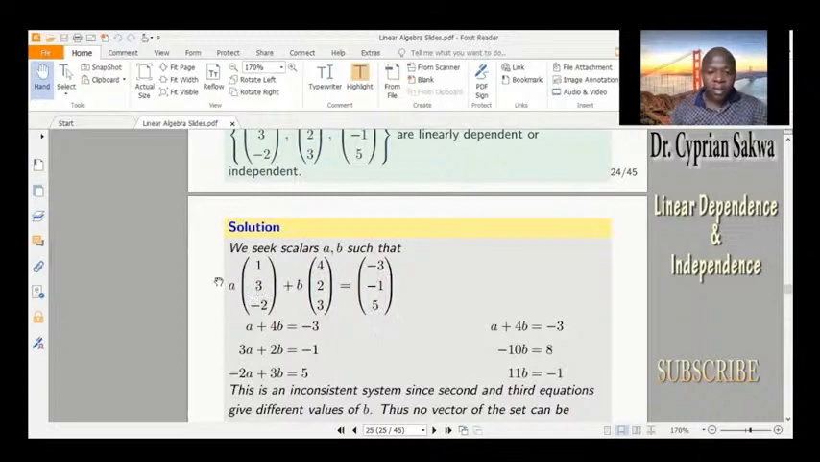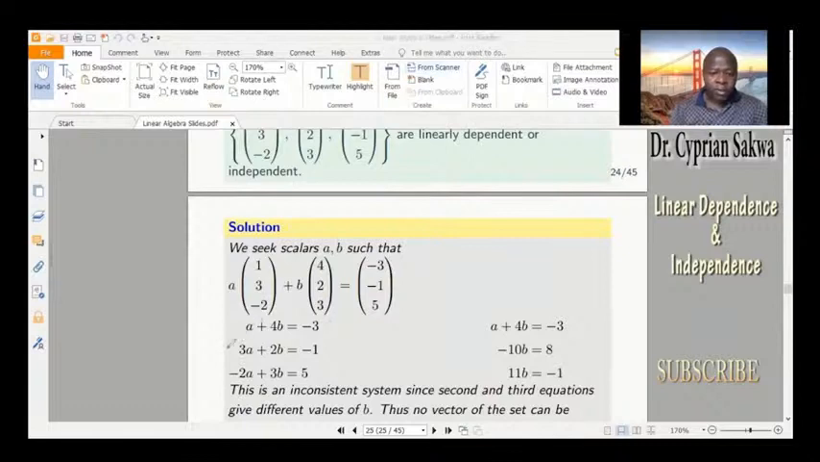So I want to see whether I can get scalars R and B such that R times this vector plus B times the other vector would give me this vector. So just multiplying out, I would have R plus 4B is equal to -3, and then 3R plus 2B is equal to -1, then -2R plus 3B is equal to 5. So let's solve this. Reduce to echelon form.